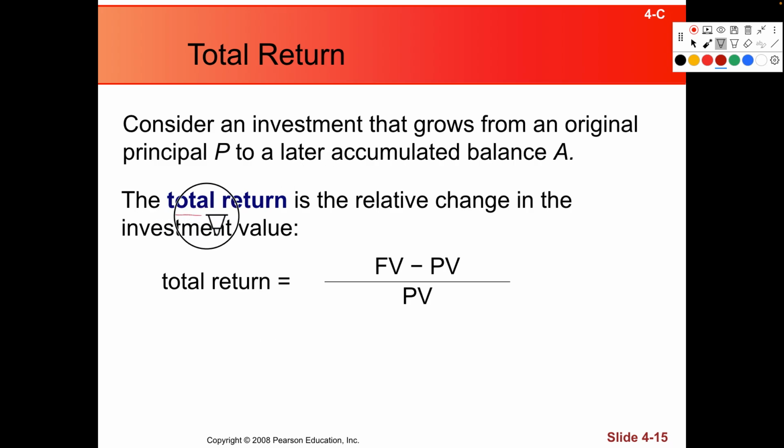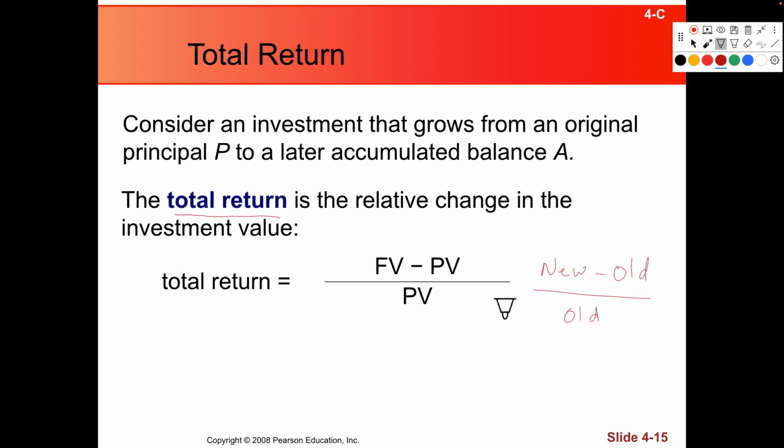That is called a total return. Now, you'll see this listed. Basically, you just take the future value minus the present value, divided by the present value. If you think back to Chapter 3, we were talking about percent change. This is exactly the same thing. Remember, we did the new value minus the old value divided by the old value, and present value is the older value. So it's exactly what we were doing.